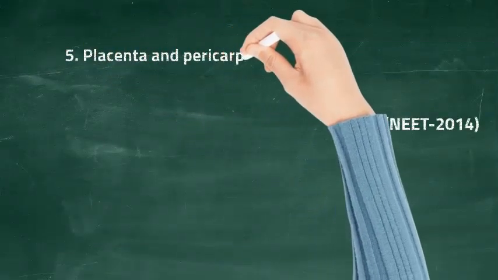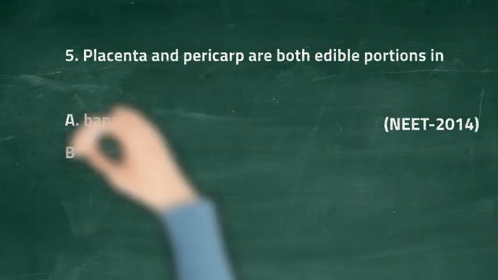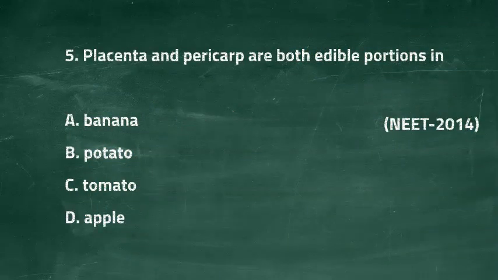Question 5. Placenta and pericarp are both edible portions in option A banana, B potato, C tomato, and D apple. The right answer is C, tomato.